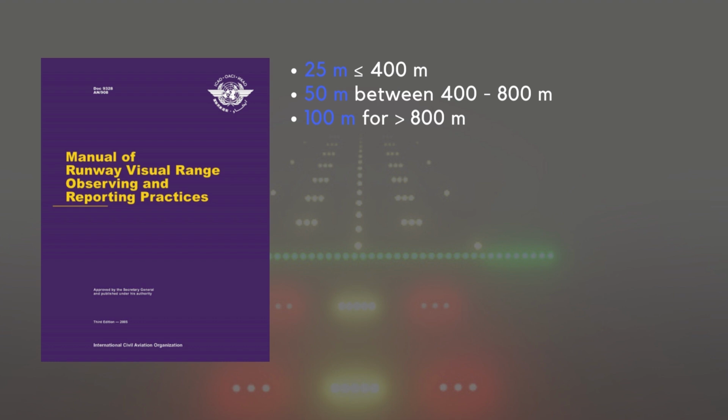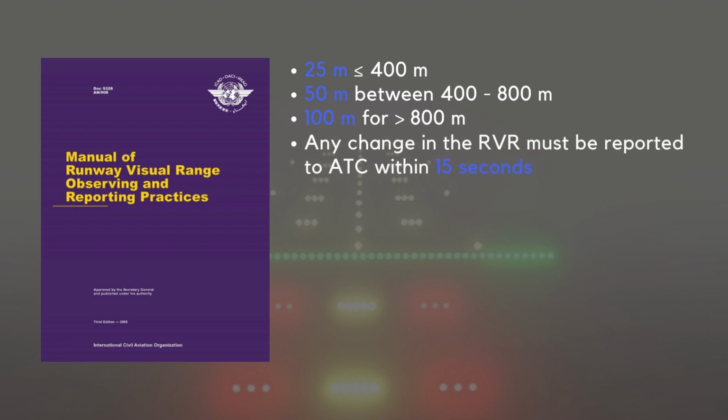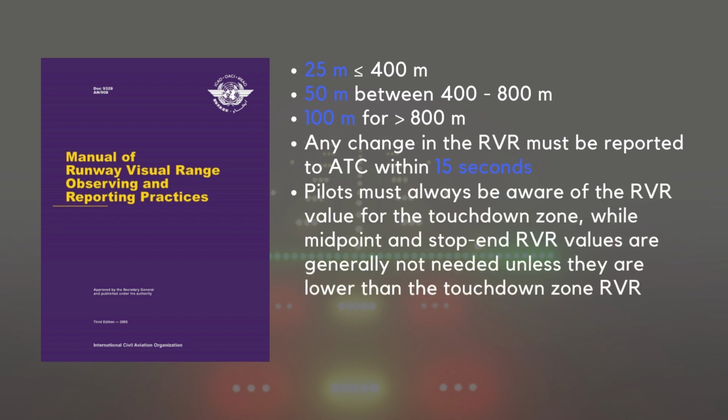The International Civil Aviation Organization sets RVR reporting guidelines, requiring increments of 25 meters up to 400 meters, 50 meters between 400 and 800 meters, and 100 meters for values above 800 meters. Any change in the RVR must be reported to air traffic control within 15 seconds. Pilots must always be aware of the RVR value for the touchdown zone, while midpoint and stop-end RVR values are generally not needed unless they are lower than the touchdown zone RVR.